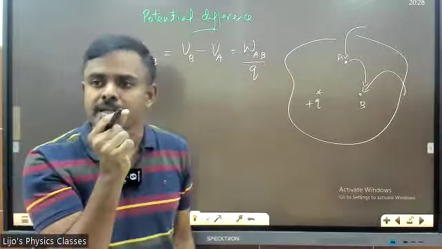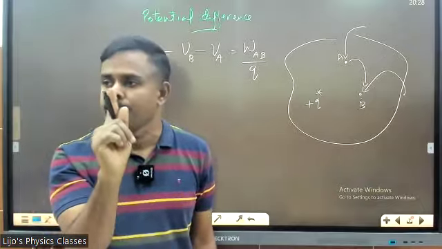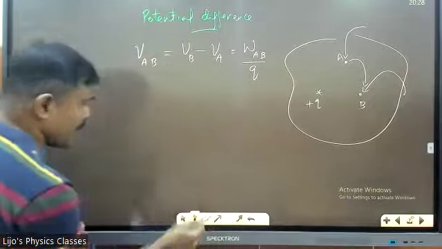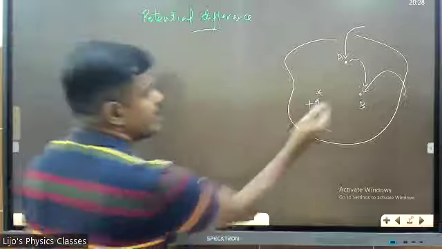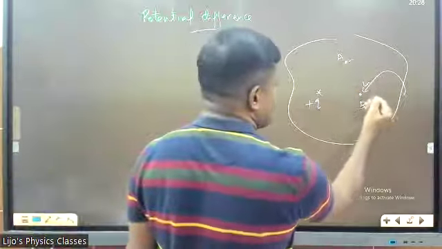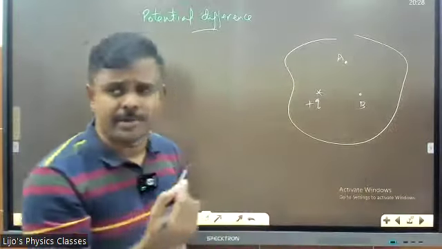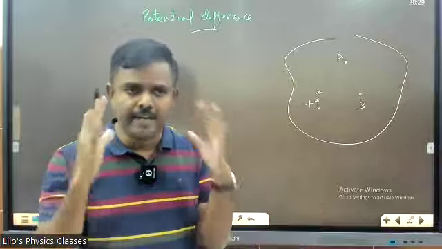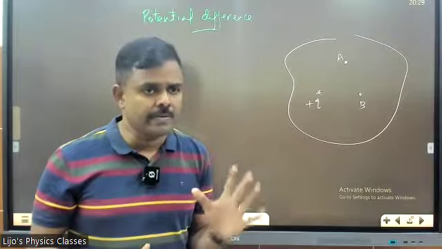Why do I put per charge? Because all the time I put +1 coulomb. I move +1 coulomb, right? I repeat one more time. There are 2 points I'm considering now. Please, it's important. In school they'll simply say WAB by Q is equal to VB minus VA. But you should have an idea about it. Understood? Otherwise, the question will be difficult.